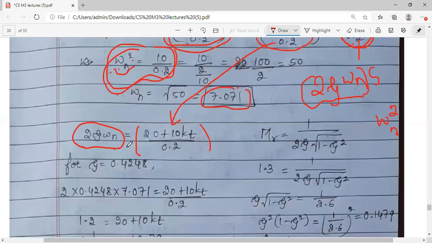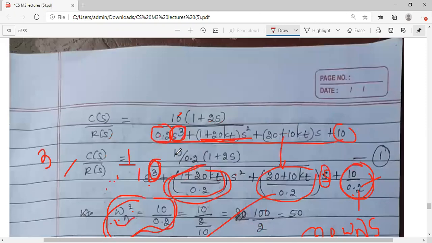Now if you see here, Wn we have just got. First thing is we need to find what is Kt, that is unknown to you, but here zeta is also unknown, so we cannot proceed further because two things are unknown to you, Kt as well as zeta. So now we have to find out zeta. This is given to you. Mp is given as 1.3. You can check in the question.